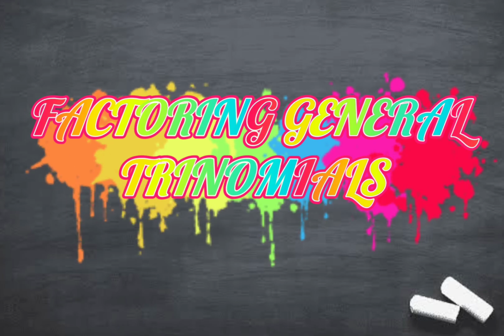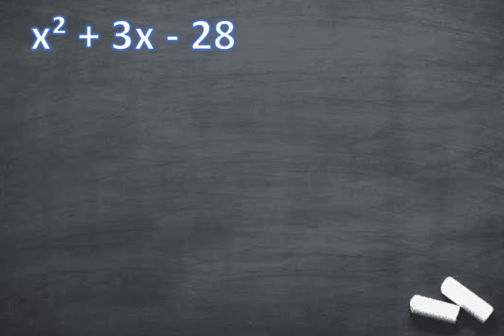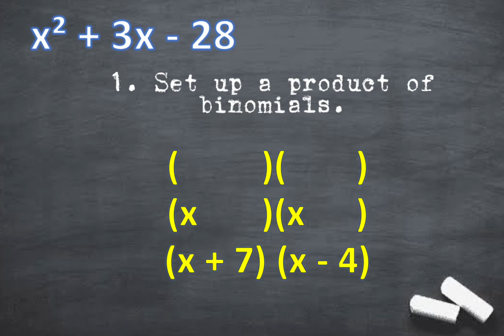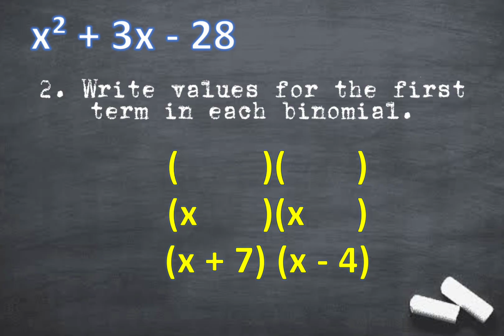Factoring general trinomials. In general trinomials, we can encounter trinomials that are not perfect squares. We can use these steps in factoring. 1. First, we set up a product of binomials. Write 2 empty parentheses that will be filled with 2 binomials that are equivalent to the original equation. Number 2, we write values for the first term in each binomial such that the product of the values is equal to the first term of the expression being factored.